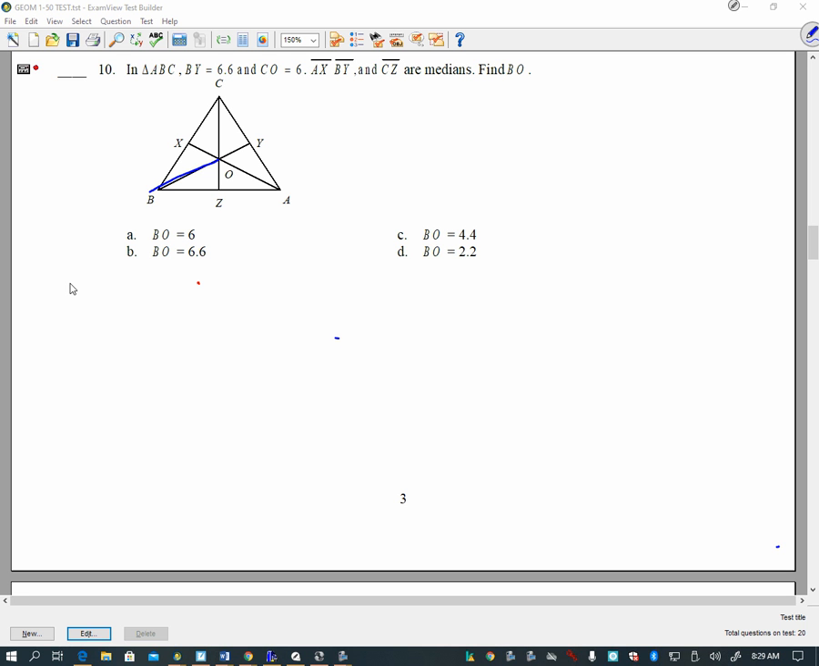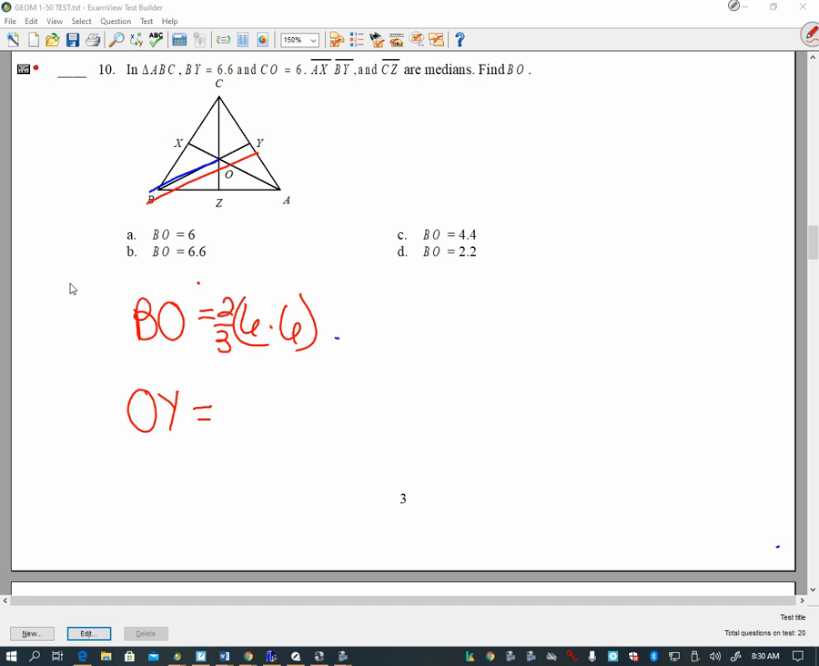So what is the total line? What is the length of the whole line that BO exists on? So this whole length is 6.6. We want to find BO. BO is how much of 6.6? BO is equal to 2/3 of 6.6. So I take 6.6 times 2 and divide it by 3. Does that make sense?